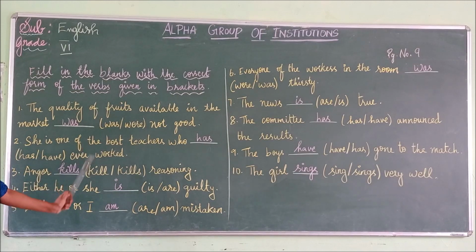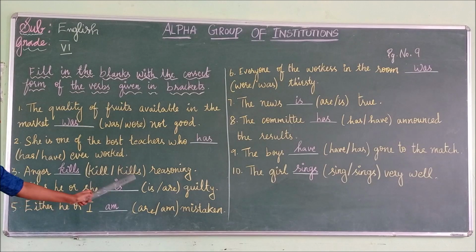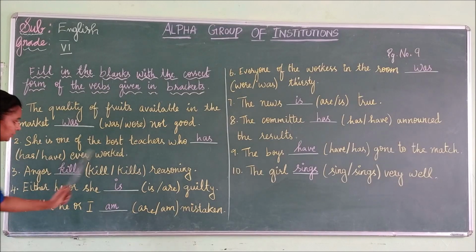Anger dash reasoning. So here we have got the options kill, kills. What is the answer? Kills. Because anger is in singular form. So anger kills reasoning.